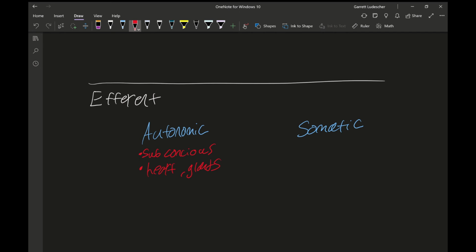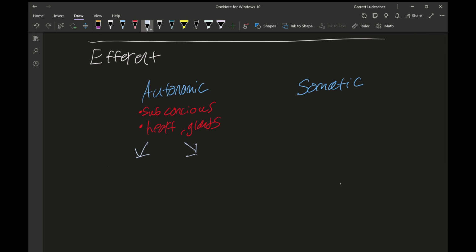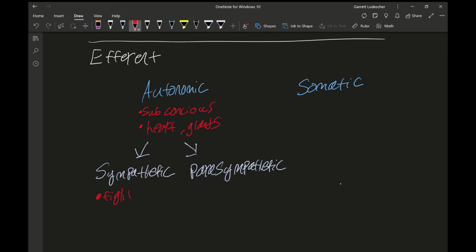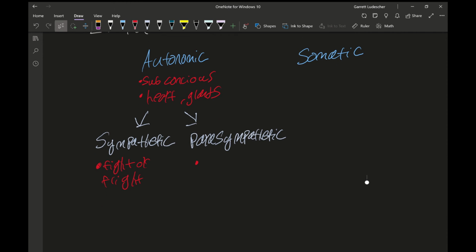And also the autonomic nervous system is broken down into two parts: sympathetic and parasympathetic. And you've probably heard this before. The sympathetic is like your fight or flight response. And then your parasympathetic is like the relaxation effect. So the parasympathetic calms you down, and the sympathetic excites you. So sympathetic is excitatory, and parasympathetic is, let's say, relaxing.